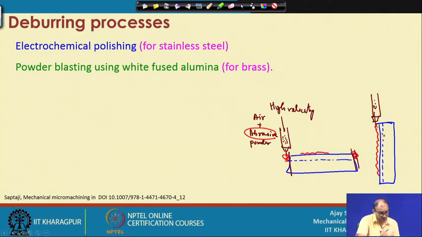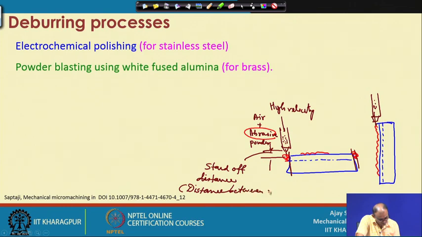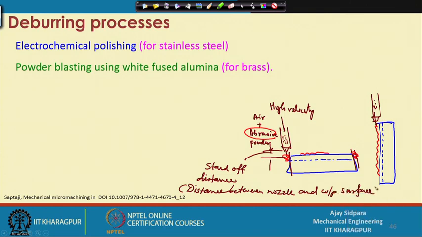Okay, it is moving in this, but what is the problem here again? This particular distance is creating a problem. This is called the standoff distance, which is the distance between the nozzle and the workpiece surface. Because now, let us analyze this as abrasive flow machining. So, this is your nozzle jet, and your workpiece is located here.